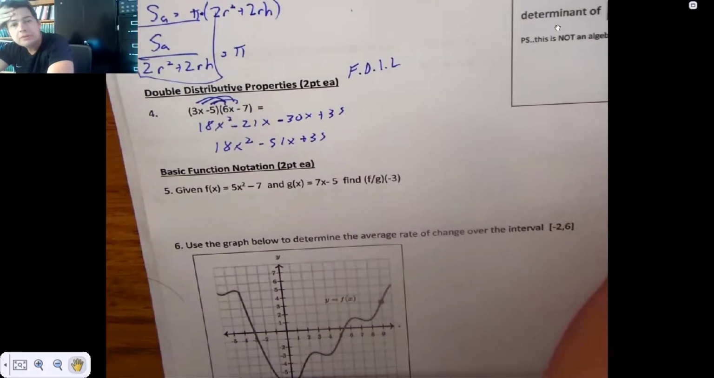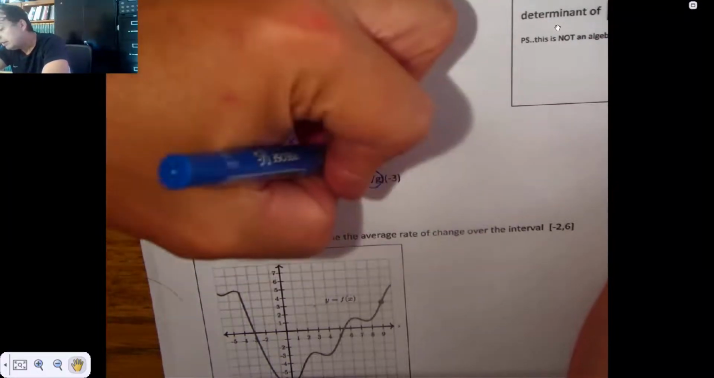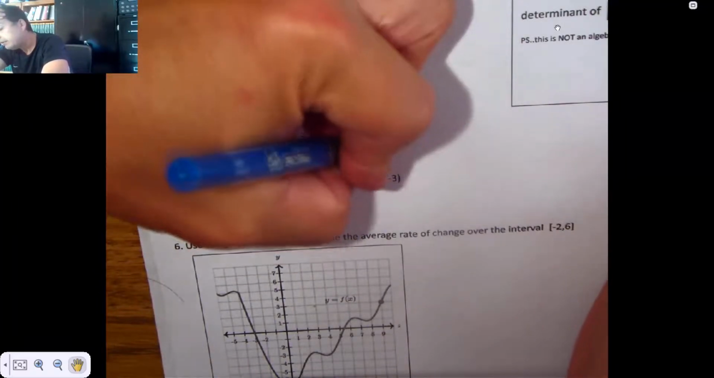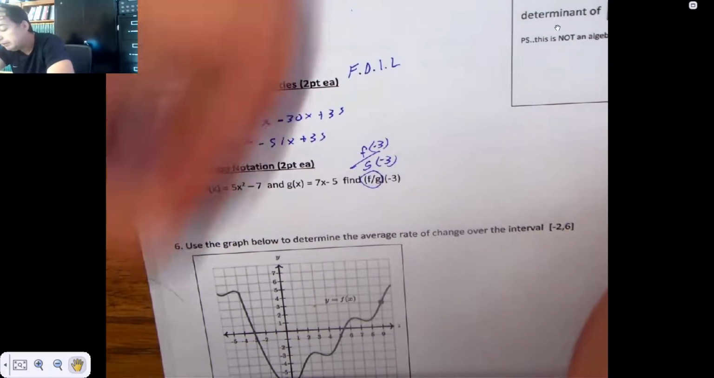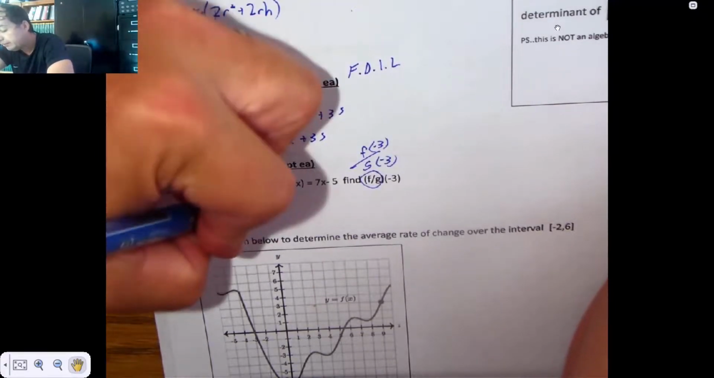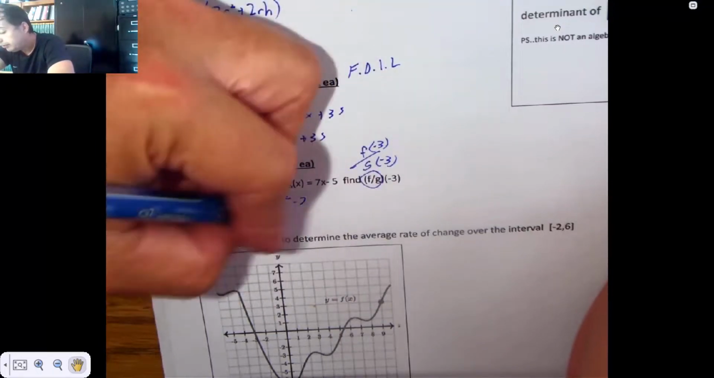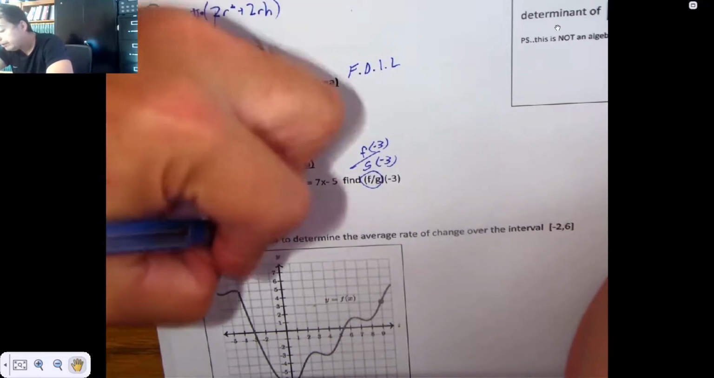Given f of x equals 5x squared minus 7 and g of x is 7x minus 5, find f divided by g of negative 3. So focus on this. That means f over g, and since it's -3, it's f of -3 divided by g of -3. And that's what I'm going to do. I'm going to find f of -3. Happens when you plug a -3 in. I'm going to throw it over g of -3, which happens when you plug a -3 into g.